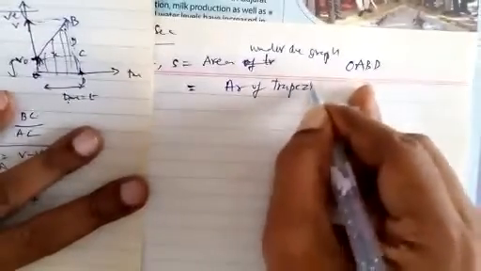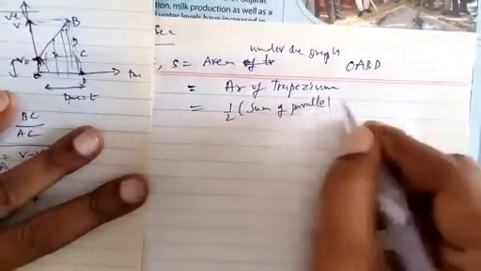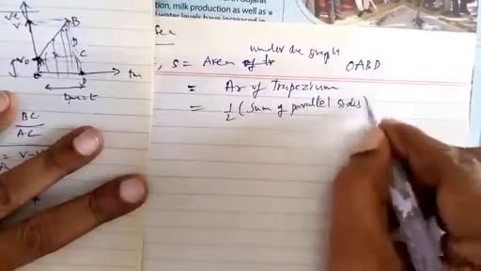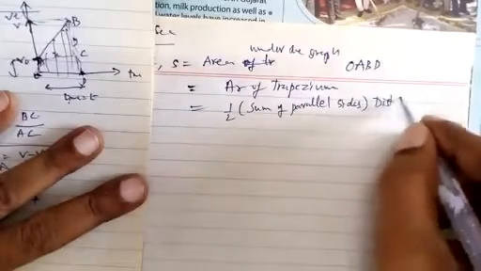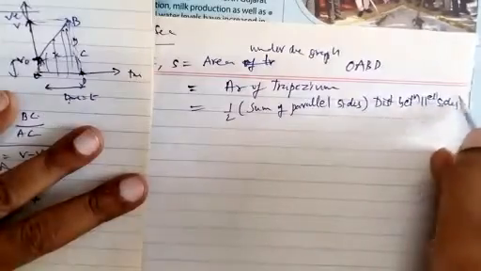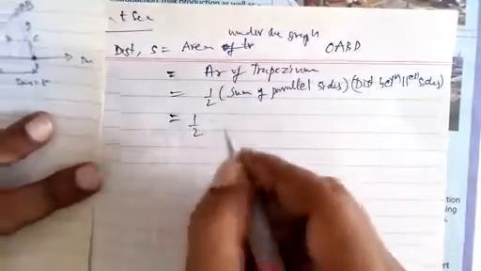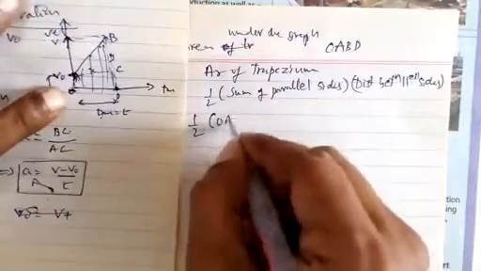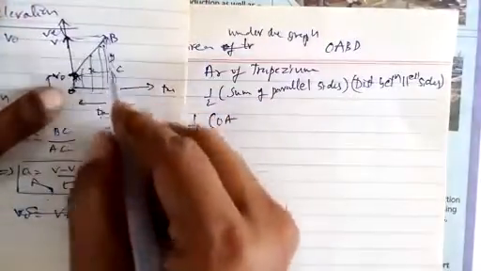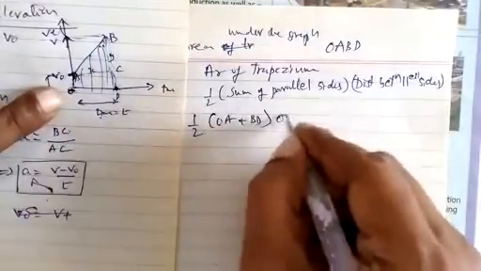We have the area of a trapezium, which is given by half into the sum of parallel sides into the distance between the parallel sides. This is a formula you have studied in 10th standard. This is equal to half into the sum of the parallel sides. Look at this figure. Parallel sides are OA and BD, and the distance between them is OD.